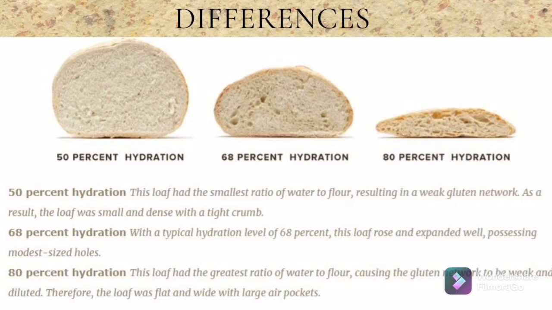80% hydration. This loaf had the greatest ratio of water to flour, causing the gluten network to be weak and diluted. Therefore, the loaf was flat and wide with large air pockets.